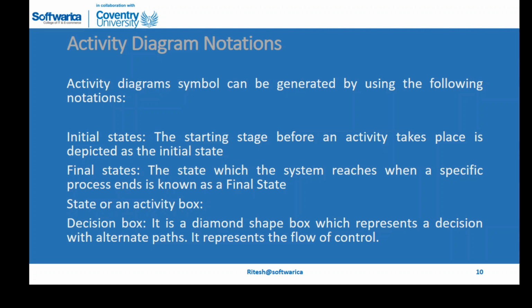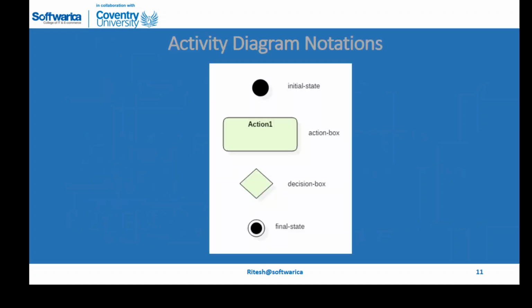A decision box is a state or activity box. It is a diamond shaped box which represents a decision with alternative paths. It represents the flow of control. So this is an example of activity diagram notations.